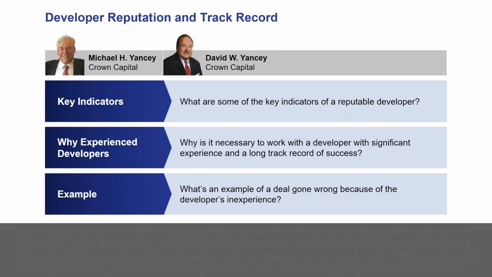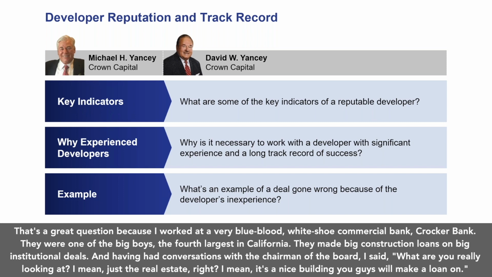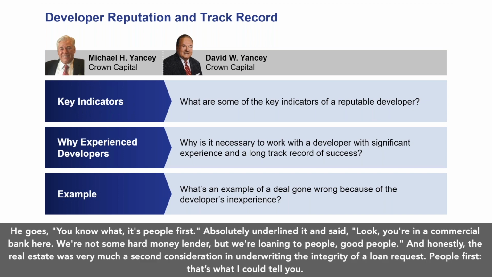That's a great question, because I worked at a very blue blood, white shoe commercial bank, Crocker Bank. They were one of the big boys, the fourth largest in California. They made big construction loans on big institutional deals. And having had conversations with the chairman of the board, I said, what are you really looking at? I mean, just the real estate, right? I mean, if it's a nice building, you guys will make a loan on it.